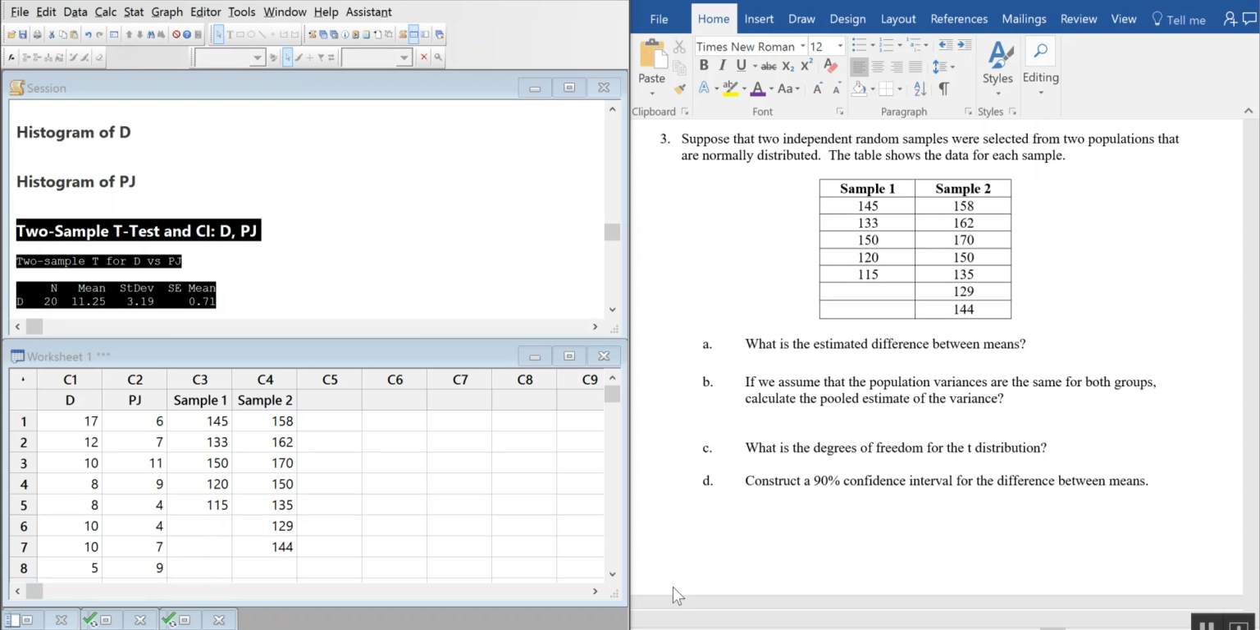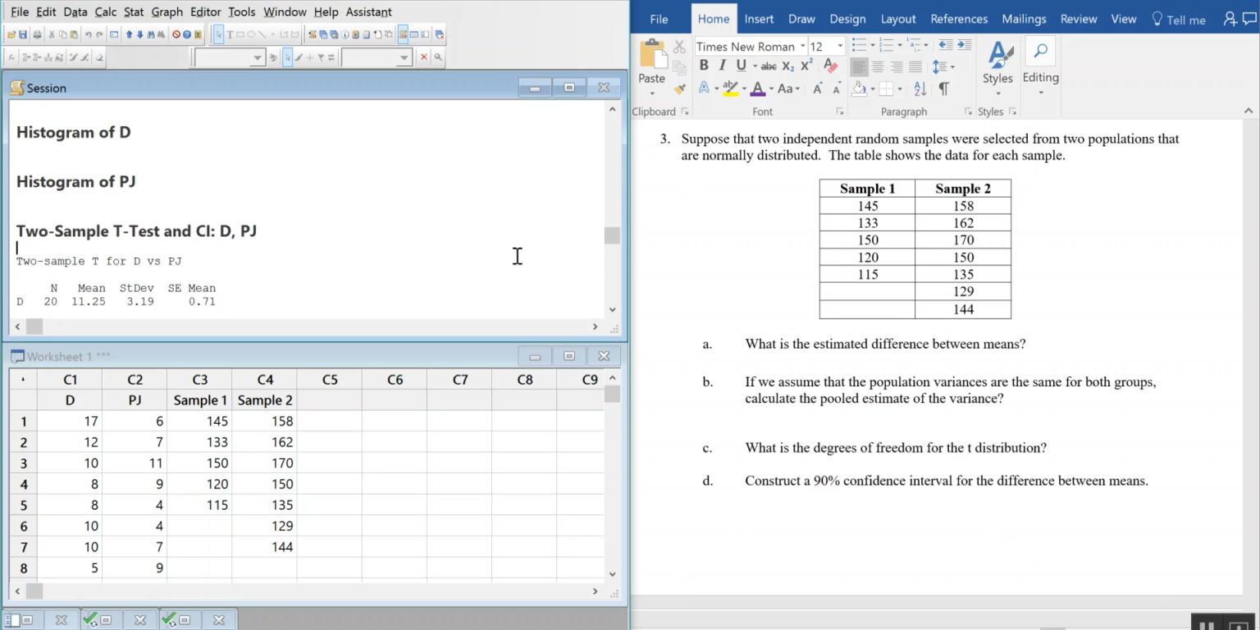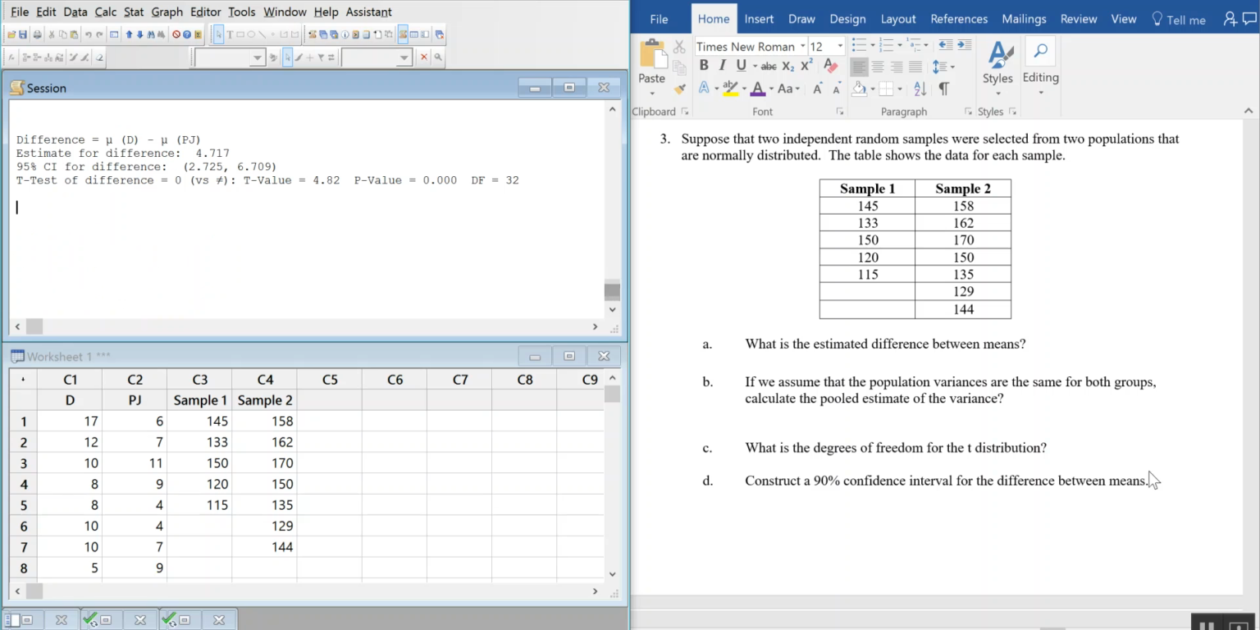So we're told in here that we're going to be using the pooled estimate for the variance. That means we're going to be using the pooling options for the first time ever in this example. So I'm going to go ahead and hop right over to Minitab to get all these results and then use them to answer these questions for these samples. All right, let's get into it.